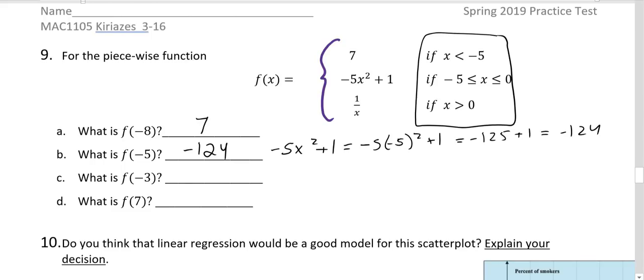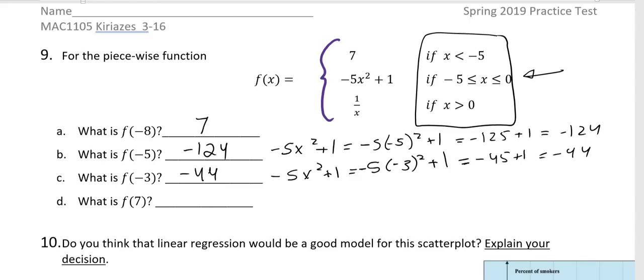We have to see which of these qualifiers that falls into. So at negative 3, that's not less than negative 5. It's between negative 5 and 0, though, so it would be this one. So we're going to use that same equation, but this time we're going to evaluate it for x of negative 3. We get negative 44. What about when x is 7? Well, 7 is clearly bigger than 0, so it's going to be 1 over 7. Okay?